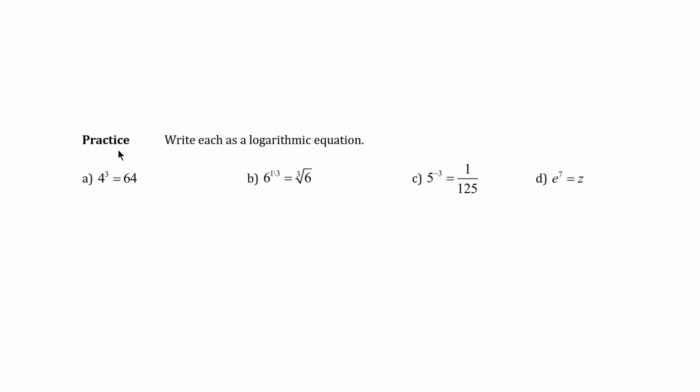Next, we have a practice problem. Write each as a logarithmic equation. For part A, we have 4 to the 3rd power equals 64. For part B, we have 6 to the 1/3 power equals the cube root of 6. For part C, we have 5 to the negative 3rd power equals 1 over 125. For part D, we have e to the 7th power equals z. Alright, so go ahead and pause the video, try out this problem, and then check back with the video to see the solutions.